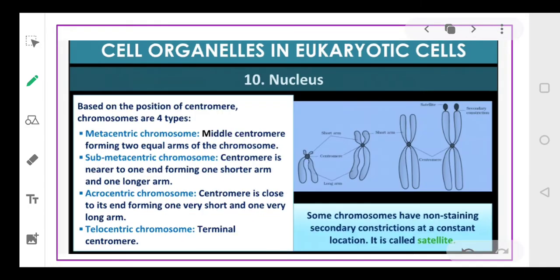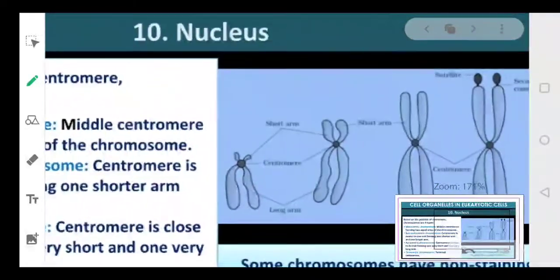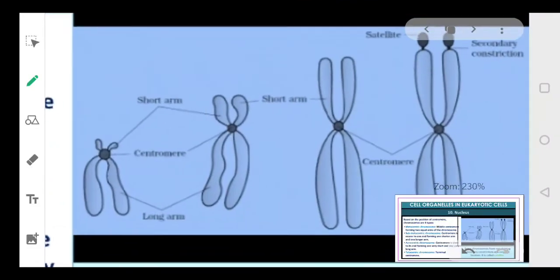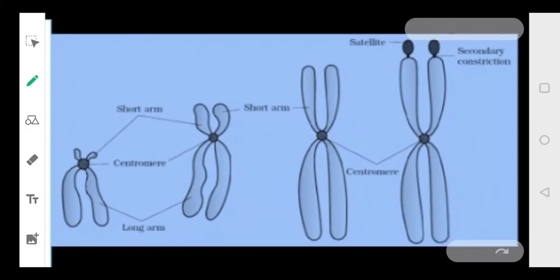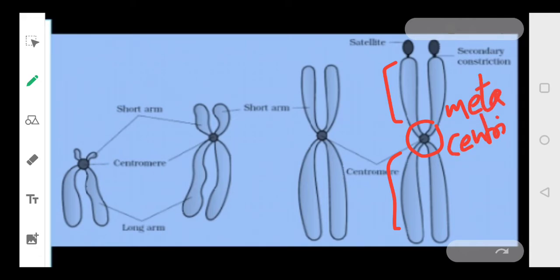Now depending upon the position of the centromere, we can have 4 different types of chromosomes. Okay, let's focus on this diagram itself. If the centromere is present exactly in the center of the chromosome, and both the arms, this is one arm, this is the second arm, are of equal size, such a chromosome is called a metacentric chromosome. What do we call it as? Metacentric chromosome.